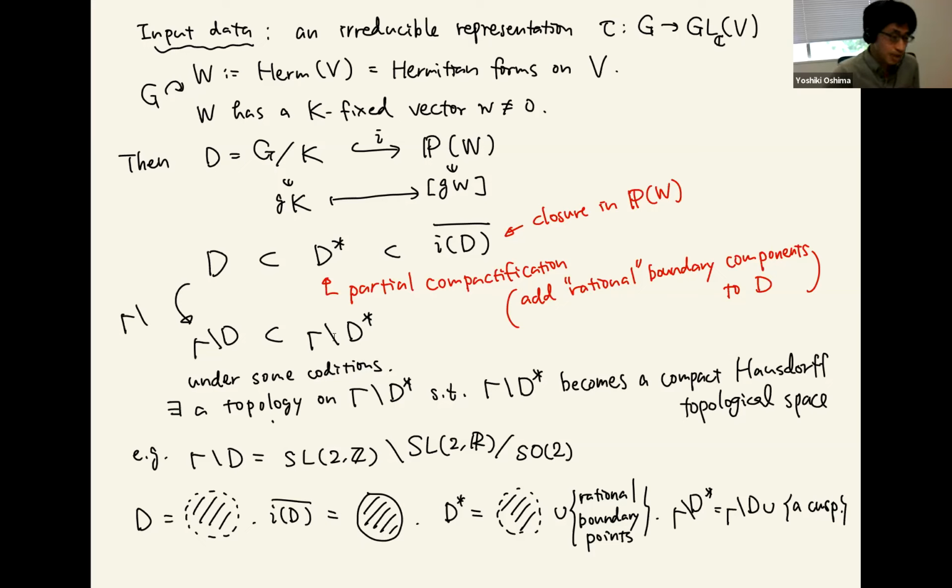a quotient by gamma, you have a compact Hausdorff topological space. So we need some mild condition, but if this condition is satisfied, this quotient space becomes a compact Hausdorff topological space. This is not the induced topology from the restriction of projective space, but we can define some topology here to become a compact Hausdorff topological space.